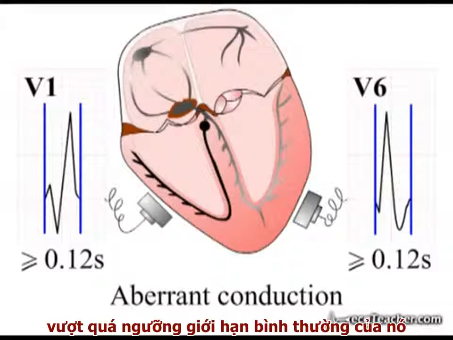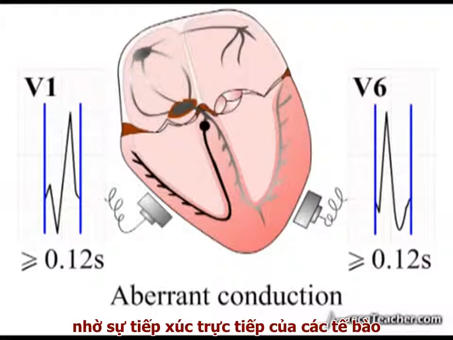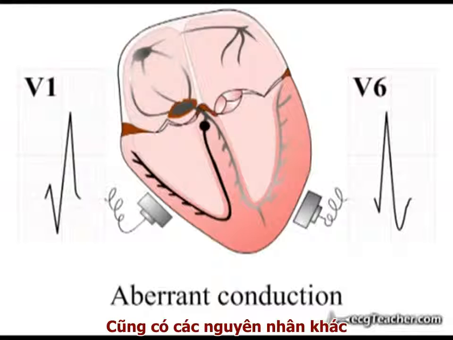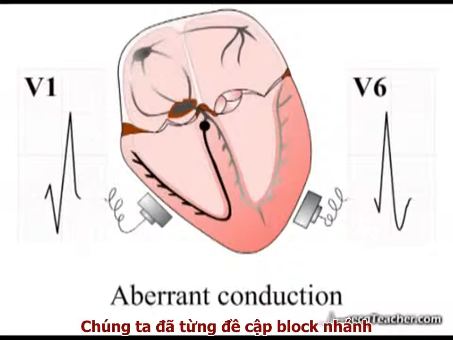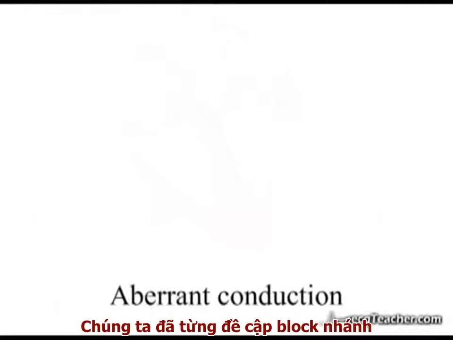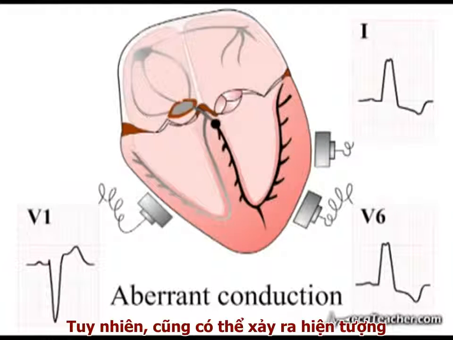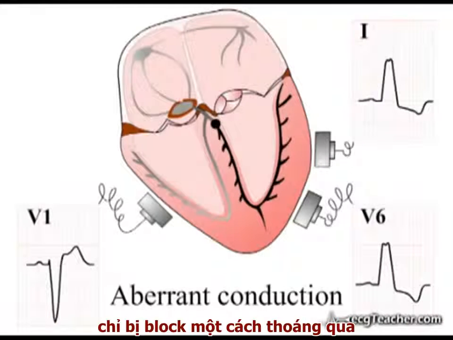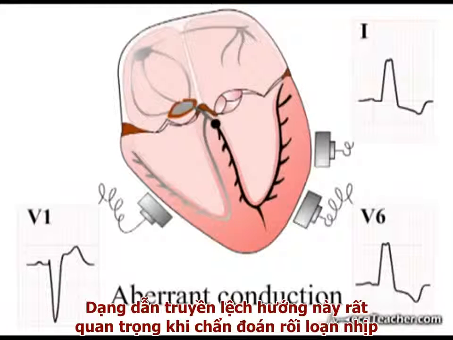In these situations, aberrant conduction within the ventricles results in altered QRS complex morphology, with widening of the complexes beyond the upper limit of normal duration as the depolarization wave spreads slowly by direct cell-to-cell contact outside the conducting system. There are other causes of aberrancy within the ventricles which you need to be aware of. So far we have considered bundle branch block as a permanent entity on the ECG. It is possible, however, for conduction in one of the branches of the bundle of His to fail on an intermittent or transient basis. This form of aberrant conduction can be very important when diagnosing arrhythmias.